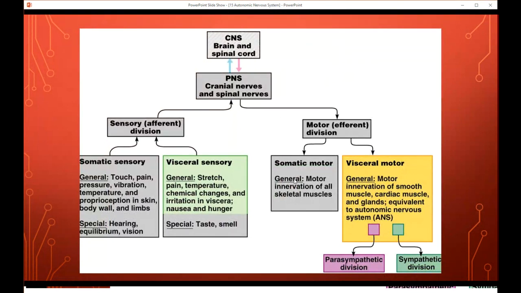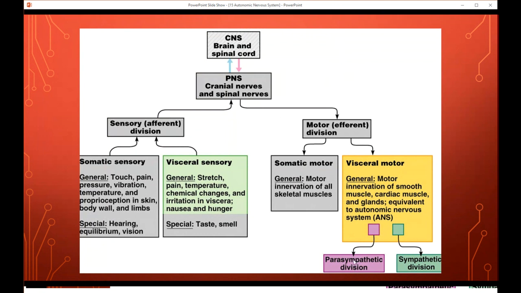Okay, so when we further divide that efferent division, we can have what's called the somatic motor and the visceral motor. So the somatic motor, that's the motor innervation of all of our skeletal muscles. That's where we're fully aware of what's going on. And then we have our visceral motor. And so that's going to be the smooth muscle, the cardiac muscle and glands. And it's also like the autonomic nervous system idea that we've talked about before.